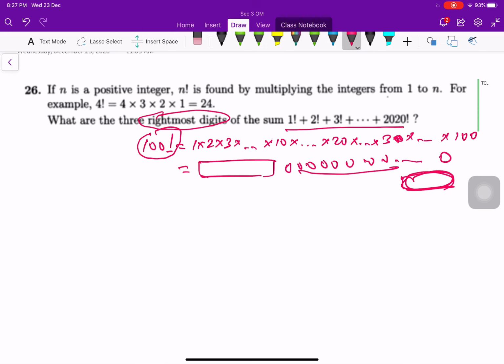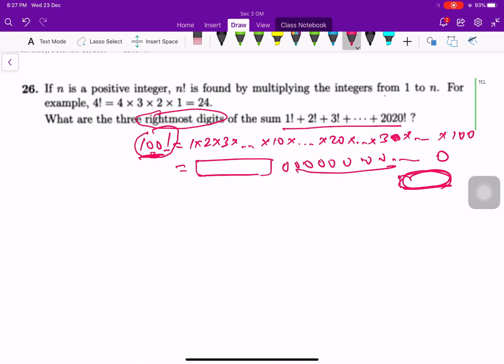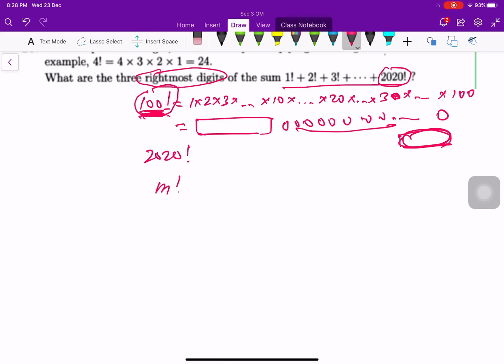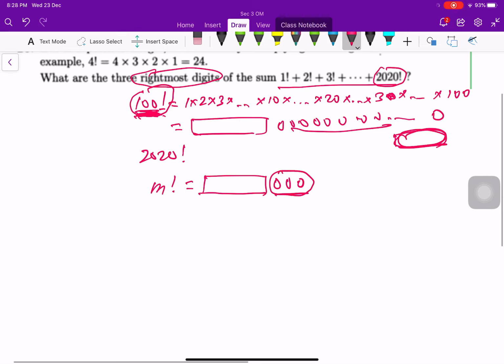this 100 is very big, right? It's very big. Actually, can you say that it's almost impossible for us to imagine 2020 factorial. But I know that if you look at 100 factorial, from 100 factorial onwards there are so many zeros behind already, right? Therefore, what I want to find is the m factorial such that I will have a number in front and then I will get 0 0 0. Can you see that? I just want to create the last 3 zeros. And what is this m?